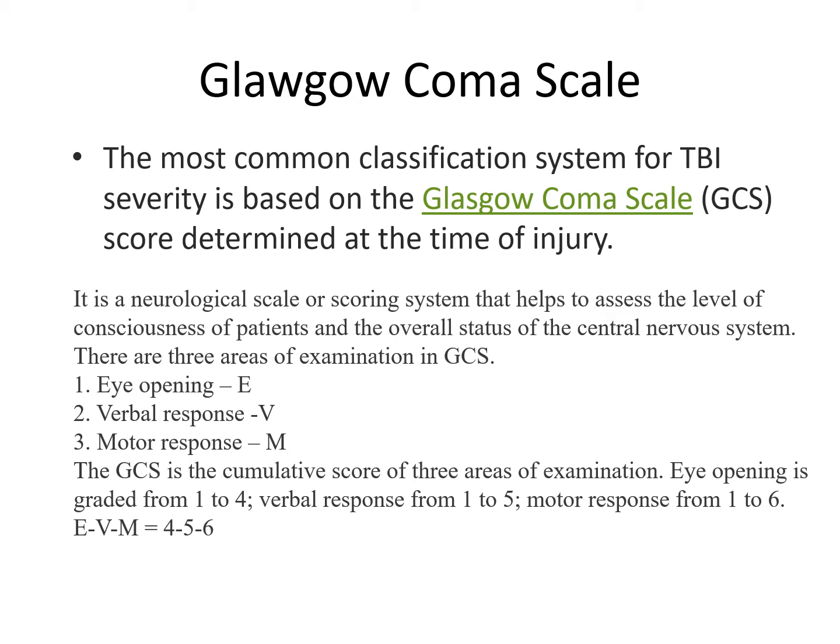Eye-opening is graded on a scale of 1 to 4. Verbal response is graded on a scale of 1 to 5, and motor response from 1 to 6. So we can use that EVM to help us remember eye, verbal, motor, and the maximum points in each of those areas, 4, 5, and 6. That means the best score you could get would be a Glasgow Coma score of 15, which is normal. The highest possible score is 15, and that individual is normal.